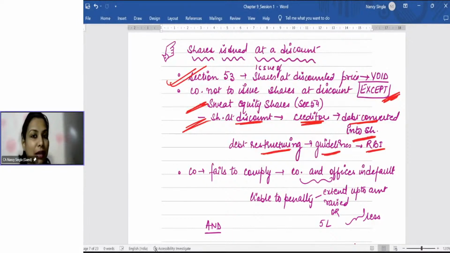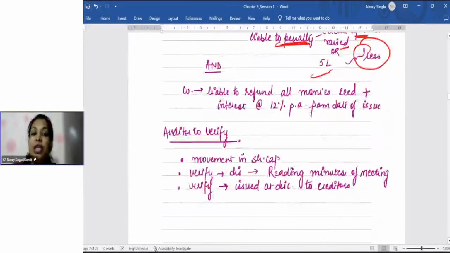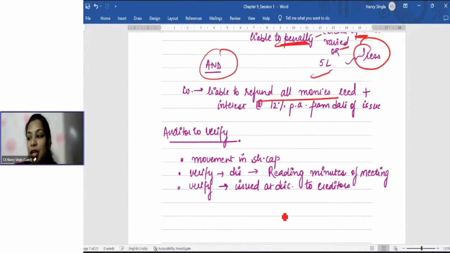If the company fails to comply, then the company and every officer in default shall be liable to a penalty which may extend up to the amount which has been raised, or rupees 5 lakh, whichever is less. And very very important, the company will be liable to refund all the monies received, है ना, अगर कोई discount पे issue किया है, along with the interest of 12% from the date of such issue.